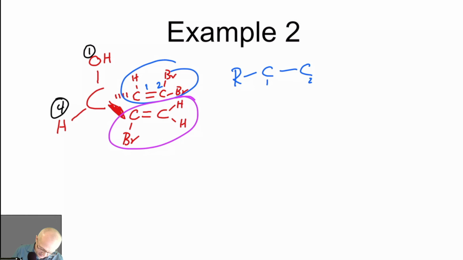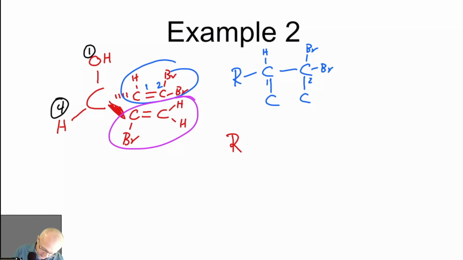Carbon number 1 is bonded to a hydrogen. A bromine on carbon 2. 2 bromines actually on carbon 2. And carbon number 1 is bonded to carbon twice. Carbon number 2 is bonded to carbon twice. So there we have it.